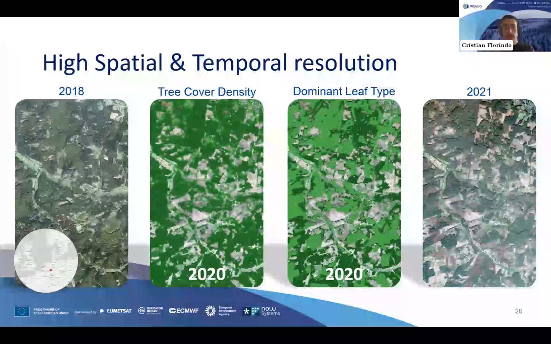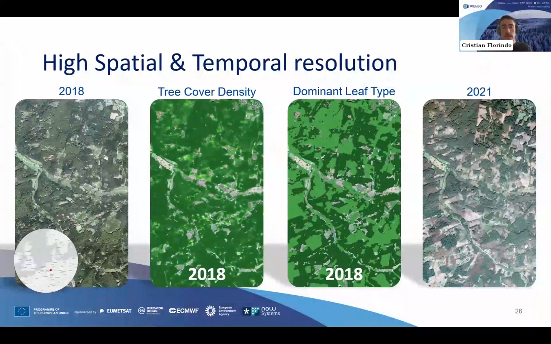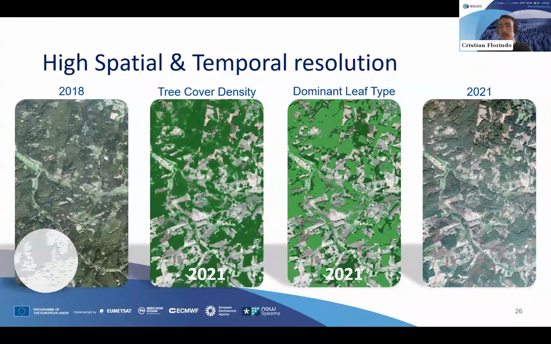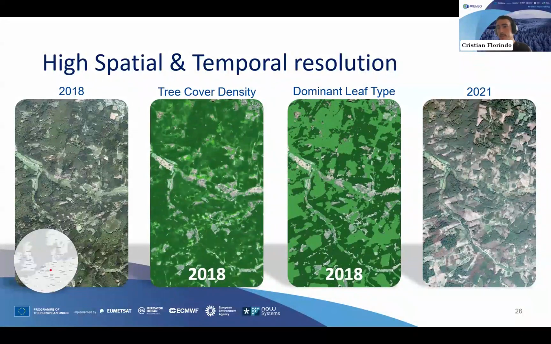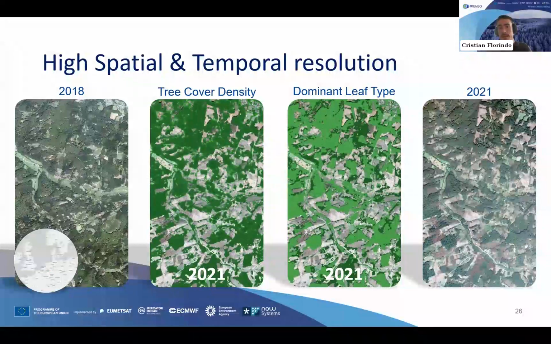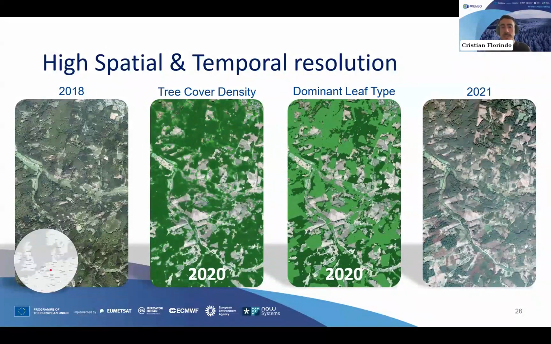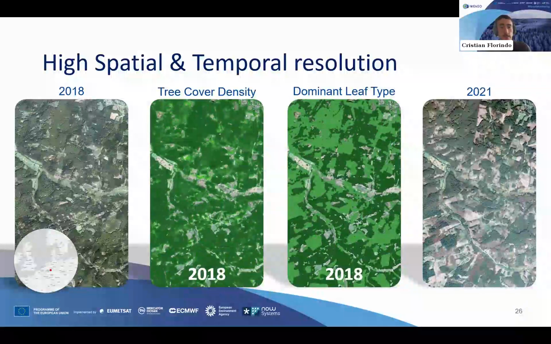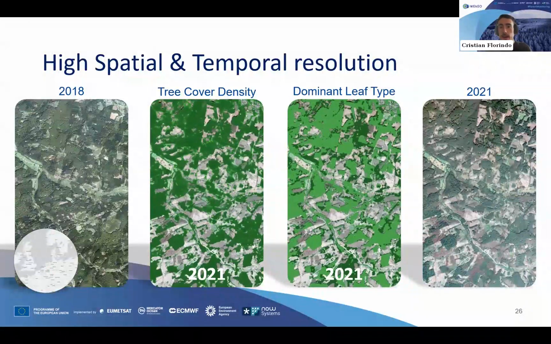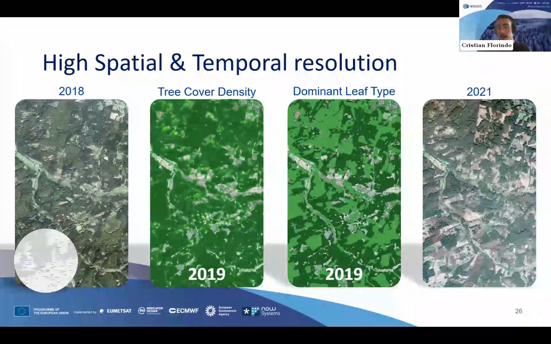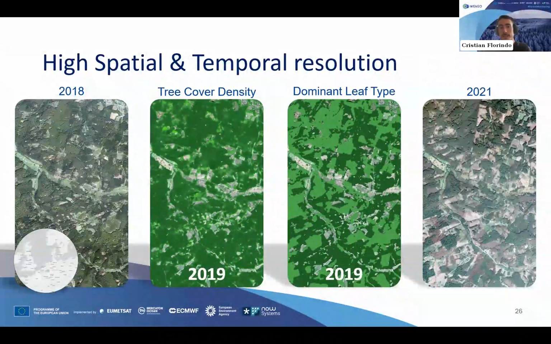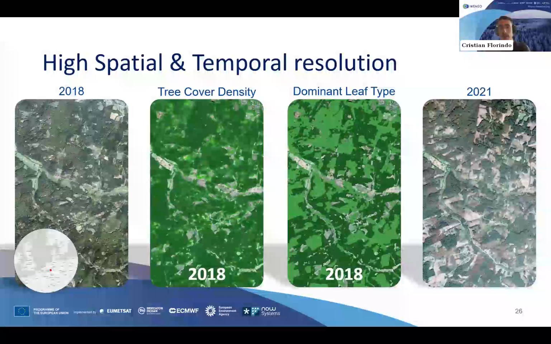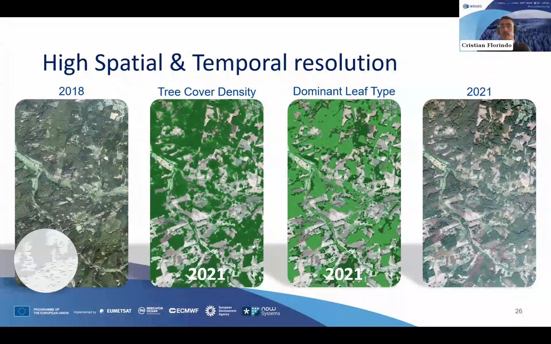That was an animation that compares these variables, the tree cover density and the dominant leaf type, comparing 2 years, 2018 to 2021. In the animation in the center, you can see how it's changing year to year. This is a good example of how tree cover density can be used, for instance, to assess deforestation or even land cover change. So you can see how it drastically changes in that particular parcel from one year to the other.